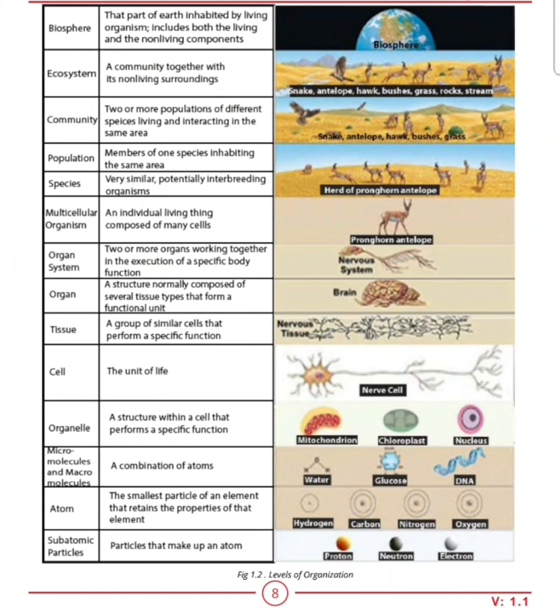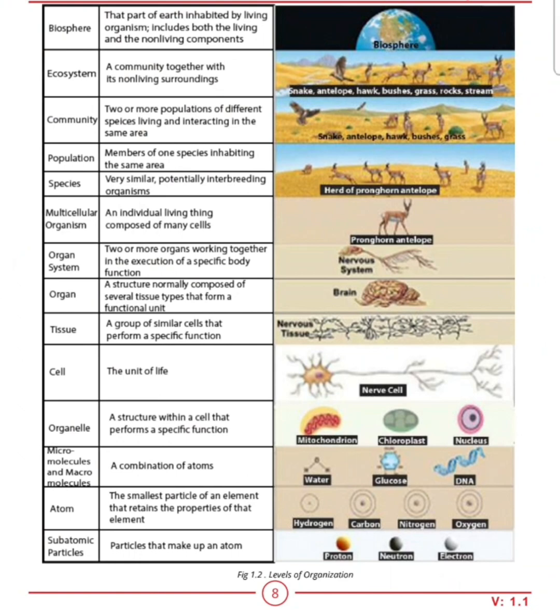Next level is the atom or atomic level. This is the smallest particle of an element that retains the properties of that element. Atom of hydrogen, atom of carbon, nitrogen, oxygen. Last level is the subatomic particles that make up an atom. These subatomic particles are protons, neutrons, and electrons.